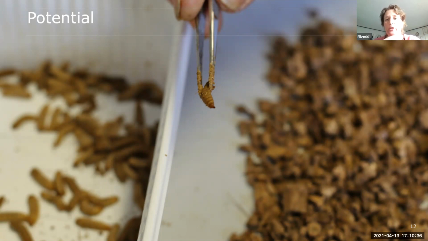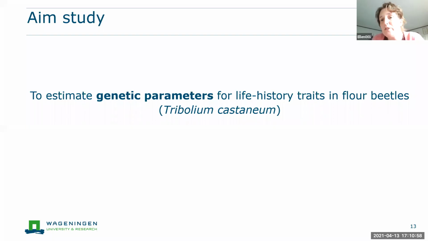For this, I would like to show you a study that I performed during my postdoc period. During my postdoc, I worked on social genetic effects, and we thought that it might be interesting to use insects as a model organism to study social genetic effects. But in this presentation, I would only like to focus on the estimation of genetic parameters for life history traits in flower beetles, because that's also what we did in that study.